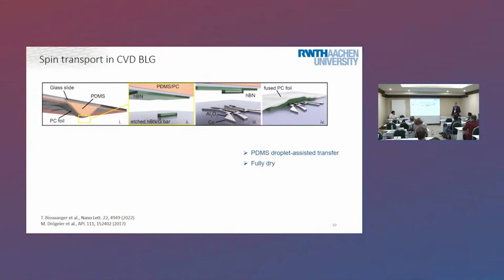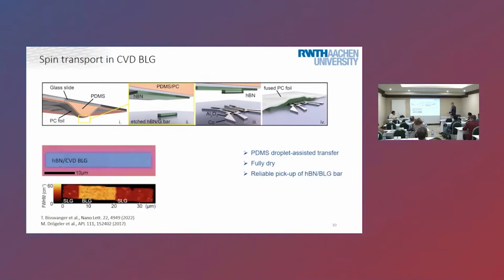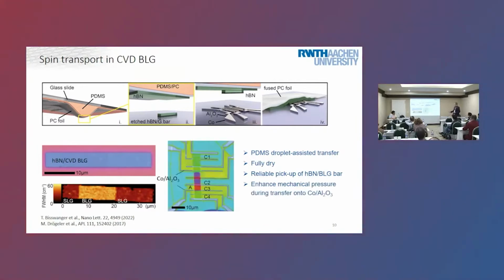This method has several advantages. For one, it is fully dry. Again, the bilayer graphene never sees any kind of liquid solvents. Then he was able to really reliably pick up these pre-etched structures. The most important advantage is that due to the dome shape of this droplet, he's able to locally press down the CVD-grown bilayer graphene onto the contacts, enabling good contact between the bilayer graphene and the cobalt aluminum oxide. Let's take a look at some measurements.